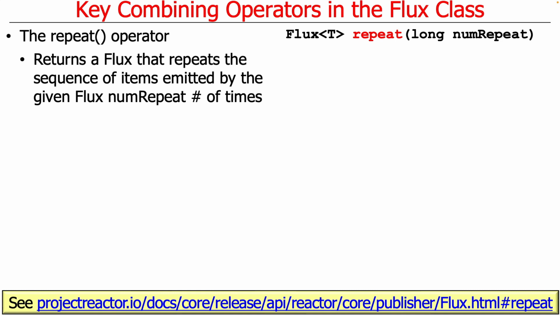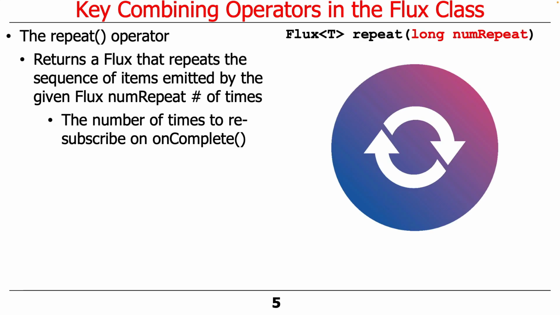So let's start by talking about repeat, which is actually a very interesting operator. It turns out to be useful for generating data, test cases or other types of things. What it does is repeat returns a flux that repeats the sequence of items emitted by the flux that it's called on a given number of times. And the number of times is passed as the parameter. So this is the number of times to have this flux called. This will make more sense when you see the example.